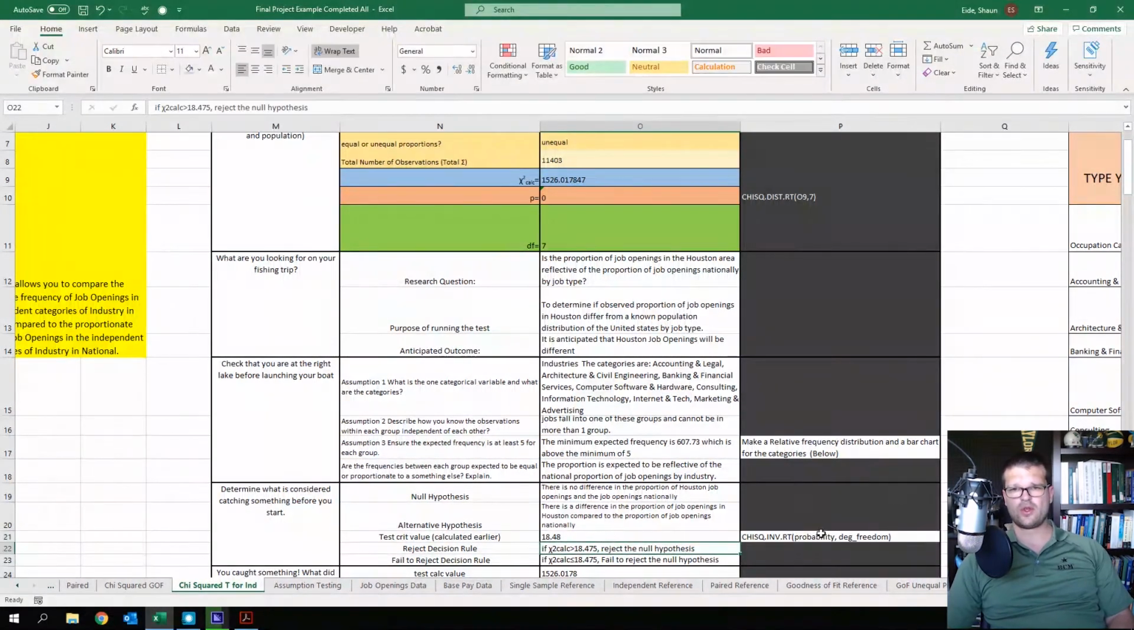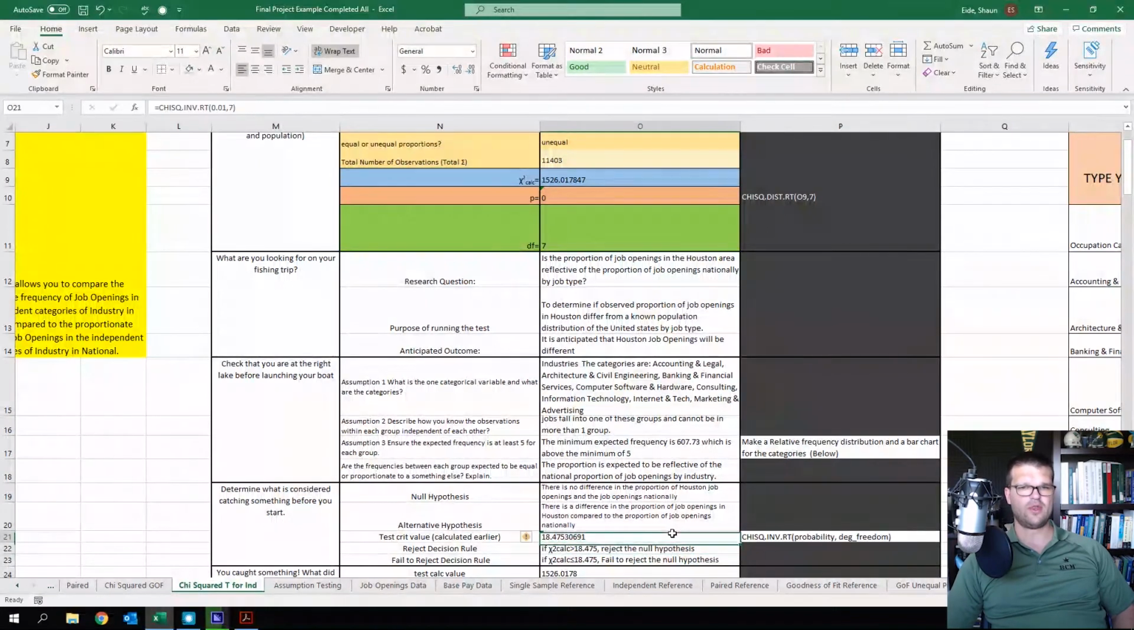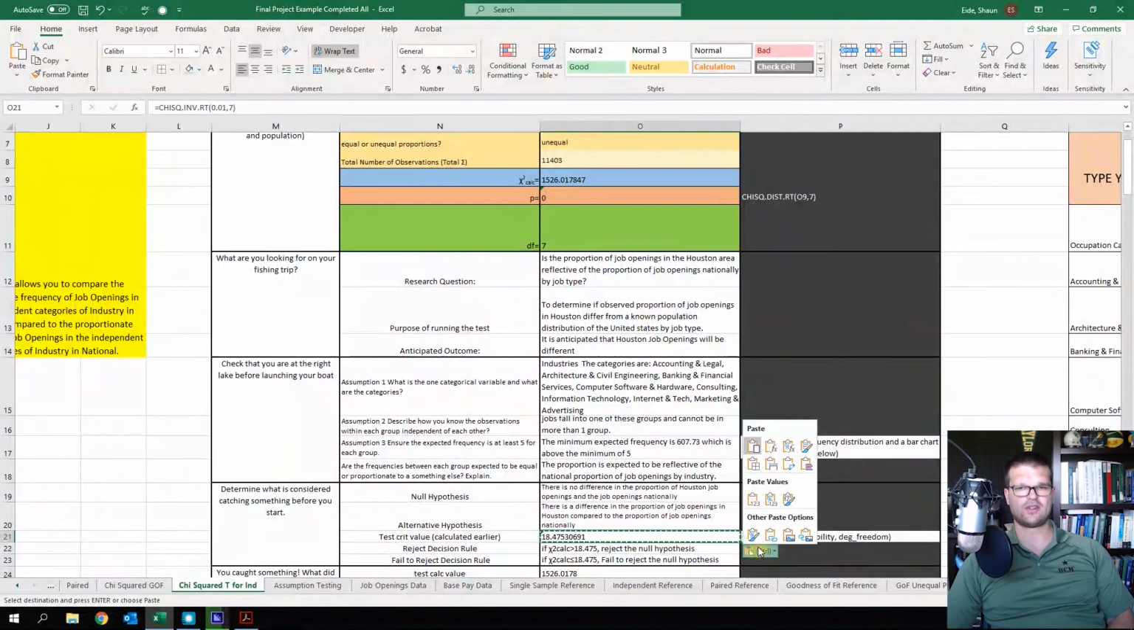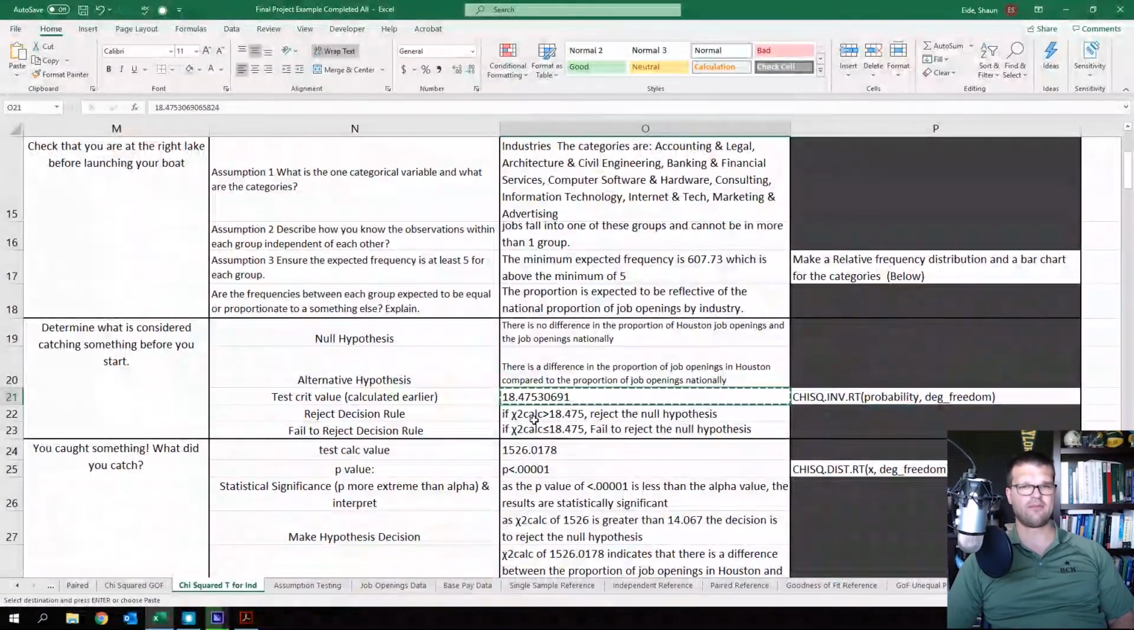Or you can use this fun little chi-squared inverse right tail formula. We can do equals chi-squared inverse right tail, put the alpha level, and then put the degrees of freedom, which is 7, and it'll give you the exact same thing, just even more accurate. Then I'm going to copy and paste just the values. You notice it's not 18.48, it's 18.4753061, which is even more accurate.